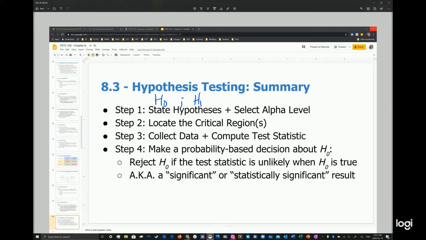You'd also select your alpha level as you locate your critical regions. Again, alpha usually would be at either 0.05 or 0.01. There are other alpha levels that a researcher could set, but these are the most common, at least for this course and this level. Again, depending on what your alternative hypothesis is, depending on what type of effect you're looking for, you would also decide whether the critical region that you're going to set is going to be one-tailed or two-tailed.